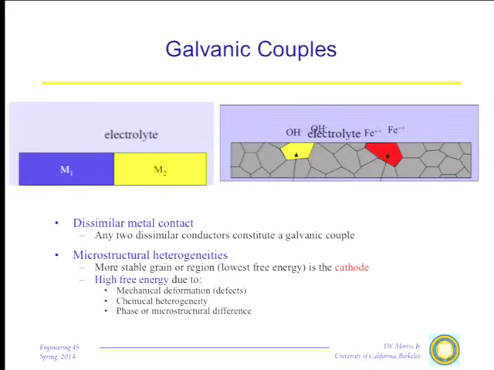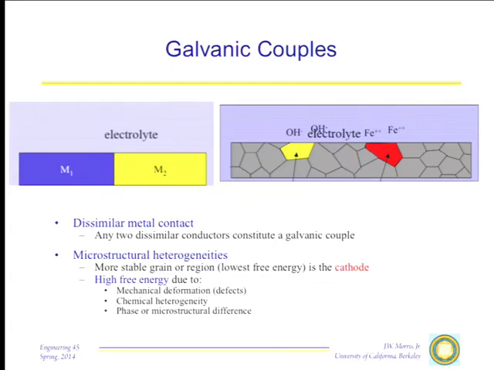If we have a single metal, such as iron, very often microstructural heterogeneities, a more stable grain or region, will lead to one grain becoming the cathode and another the anode. There may be a local increase in free energy due to mechanical deformation or defects, due to chemical heterogeneity, due to phase or microstructural differences. So that there will be regions of the surface that become cathode, regions that become anode, and as a consequence, corrosion will occur. This always happens in ordinary metals.